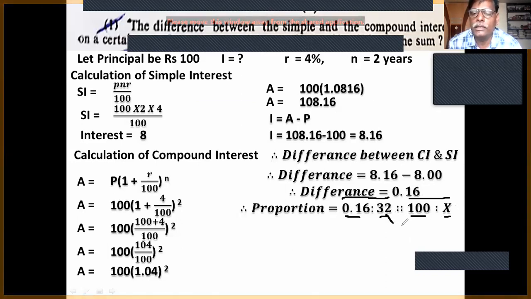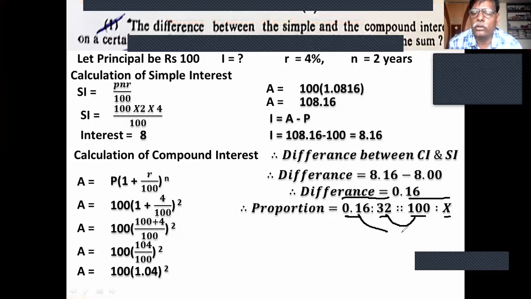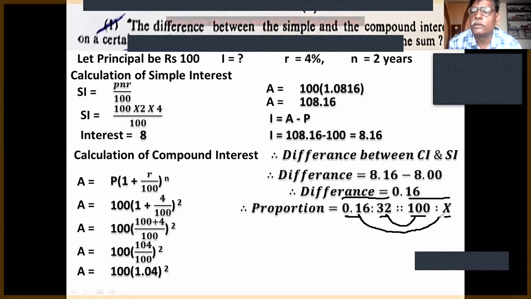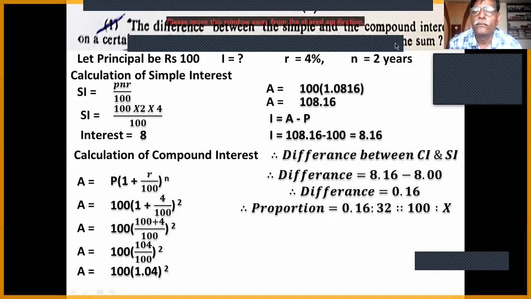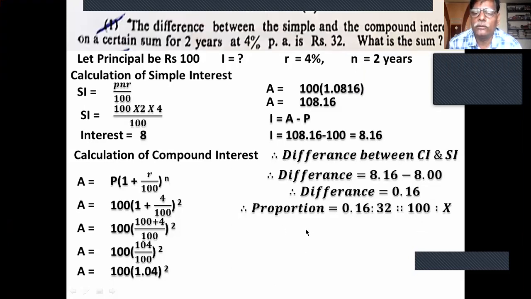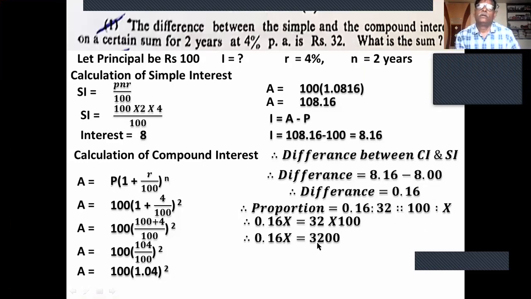If you multiply the means and extremes, then you will get the answer. Therefore, 0.16 into x is equal to 32 into 100. Therefore, 0.16x is equal to 3200. Then x is equal to 3200 divided by 0.16.